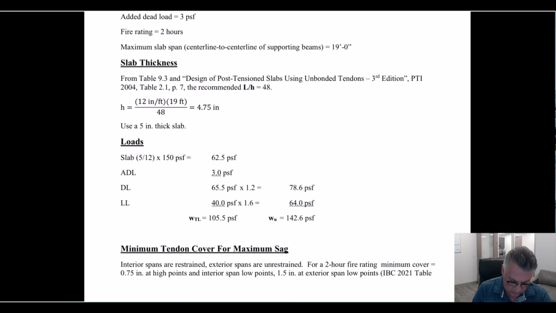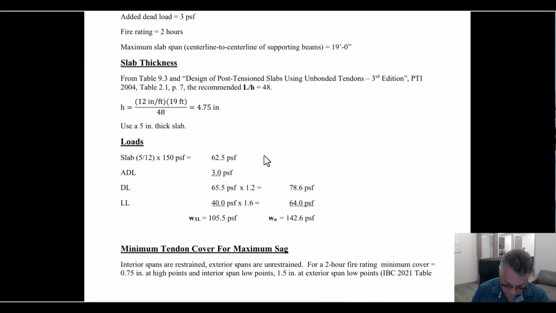So for the loading, we have a 5-inch slab. Remember, we do everything in pounds per square foot. Some additional dead load of 3 pounds a square foot. So my dad here is factoring these loads to get some factored loads. So we have a factored distributed load of 142.6 pounds a square foot and an unfactored total dead and live load of 105.5 pounds a square foot.